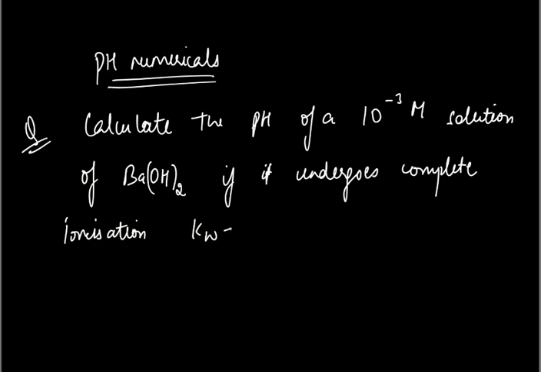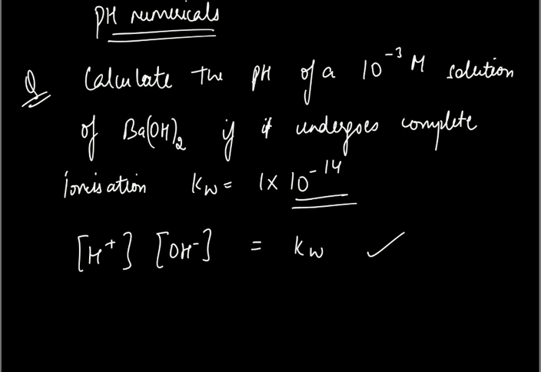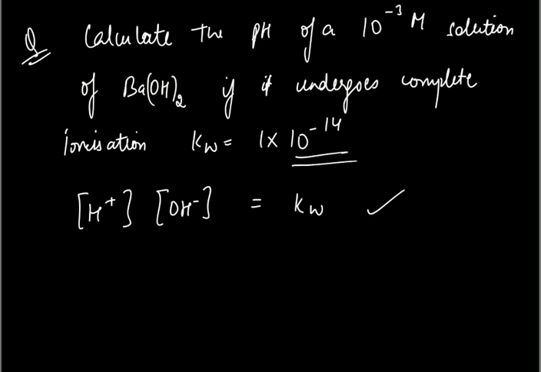So Kw over here is given, that is the ionic product of water, 10 raised to the power minus 14. So remember, the product of H positive ion and OH negative ion is equal to Kw, that is 10 raised to the power minus 14. So 10 raised to the power minus 7 into 10 raised to the power minus 7, this is for water, right? Anyways, coming back to this question.